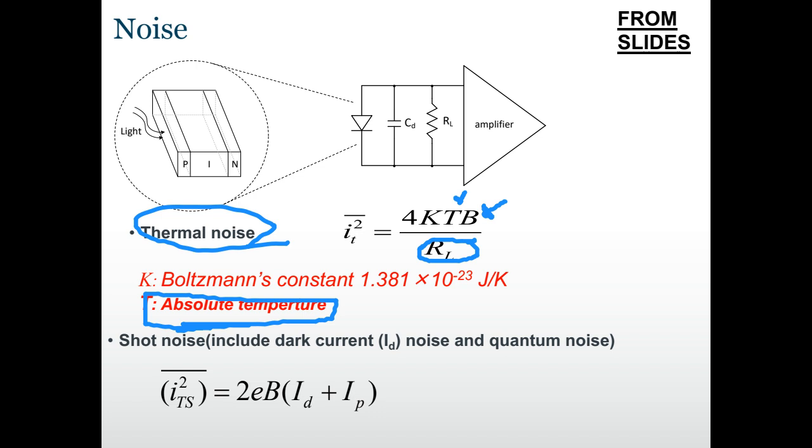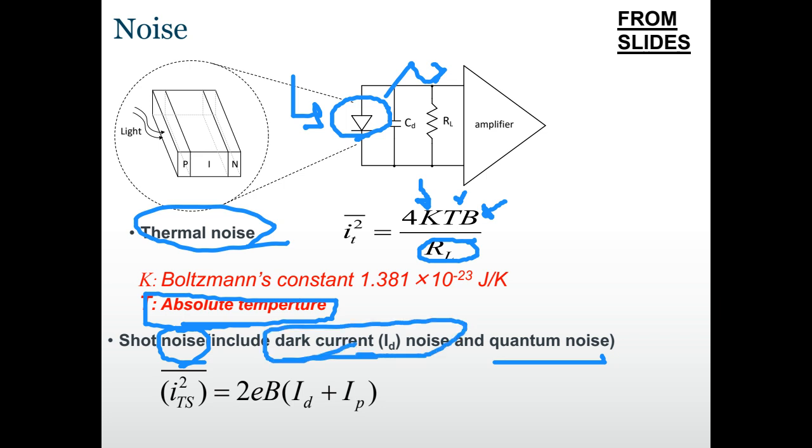Another source of noise is shot noise. Shot noise has two parts. One is called dark current noise, and the other part is quantum noise. They are opposite to each other. For the photodetector, ideally we want to receive light and then produce current. Dark current noise happens when there's no light yet, but you already have current. So that causes noise. Quantum noise is the opposite. It happens when we have light already, but there is no current.